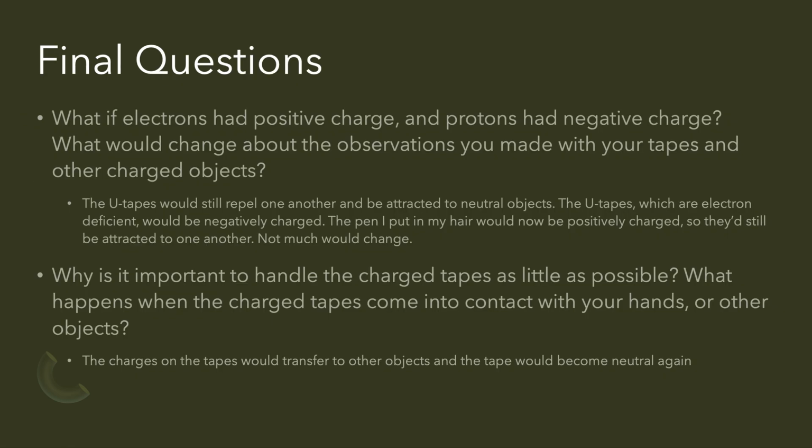So the final question to answer is, what if the electrons had a positive charge and protons had a negative charge? I don't think anything would really change because the U-tapes would still repel one another and they'd still be attracted to neutral objects. And then the U-tapes, which are electron deficient, would now be negatively charged. And then the pin I put in my hair would now be positively charged, so I think those would still be attracted to one another. So I don't think anything would really change.